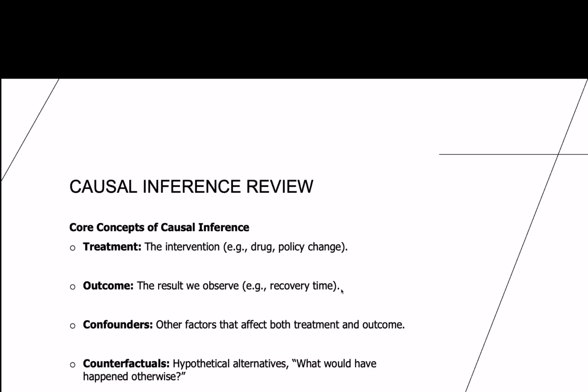There are 4 key concepts to keep in mind. Treatment or intervention is the action we're studying. The outcome is what we measure. Confounders affect both. And counterfactuals represent what could have happened under a different treatment. Since we can't observe both outcomes for the same person, we use methods to estimate average treatment effects across groups.